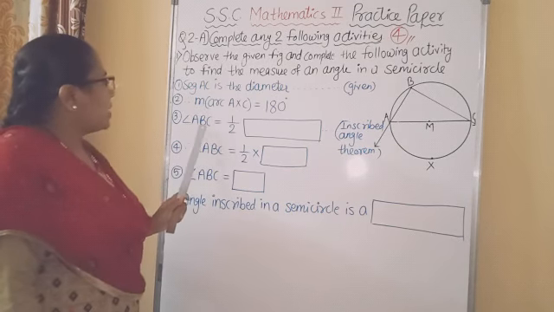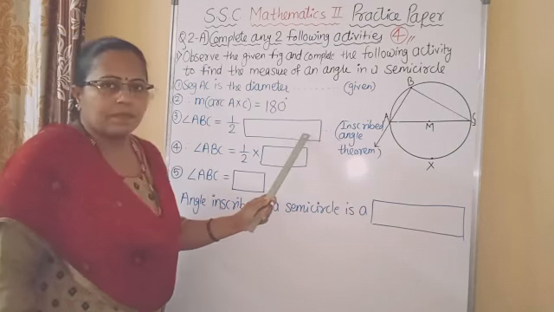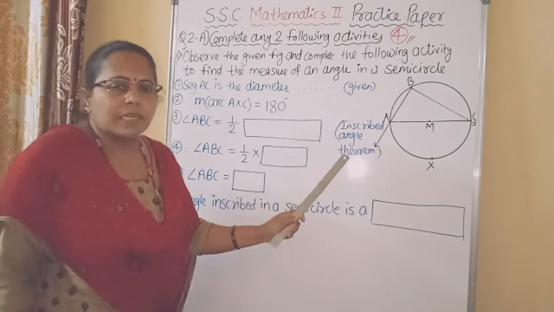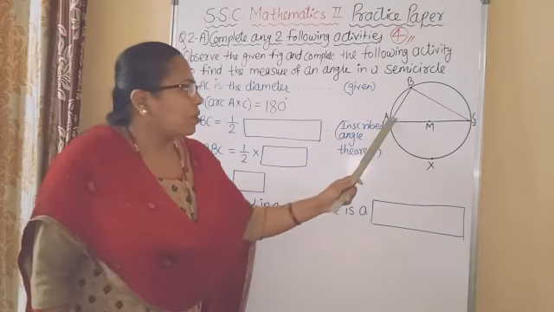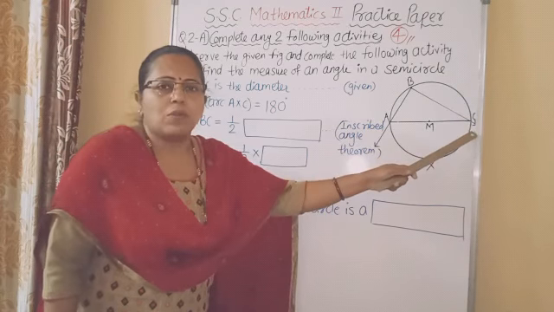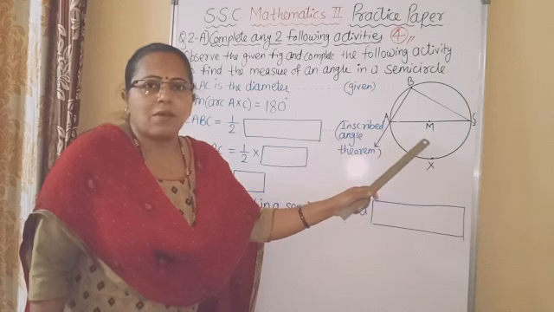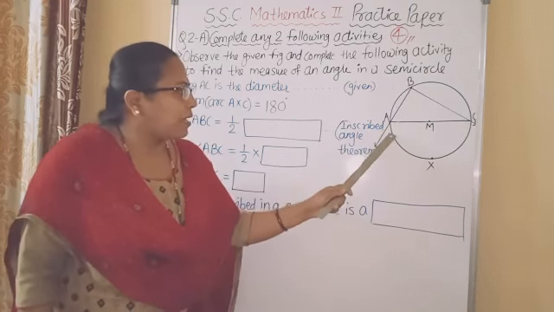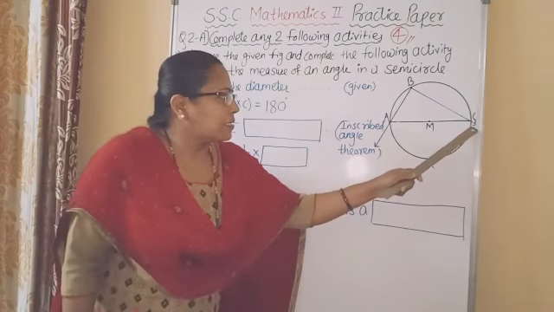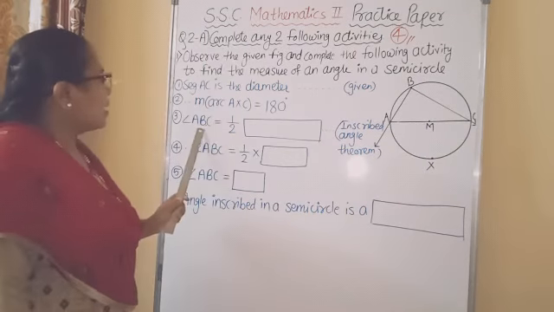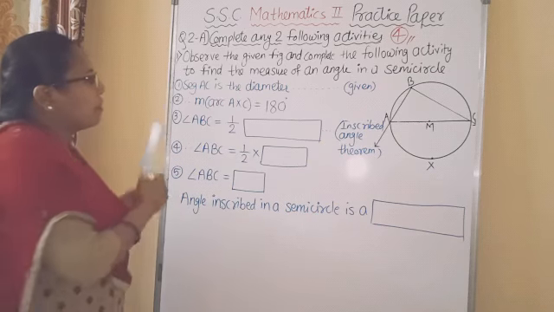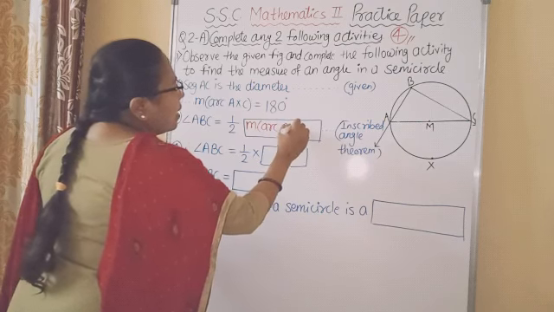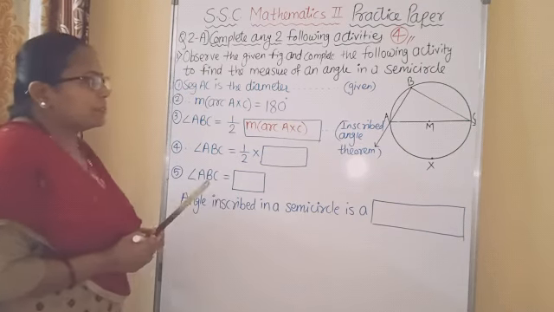Third step, angle ABC is equal to half into bracket. And the reason is given: inscribed angle theorem. So we studied the inscribed angle theorem. The measure of an inscribed angle is equal to half of the measure of the intercepted arc. So angle ABC intercepts which arc? Arc AXC. Therefore, here angle ABC is equal to half of the measure of arc AXC. So this way you have to complete the step.